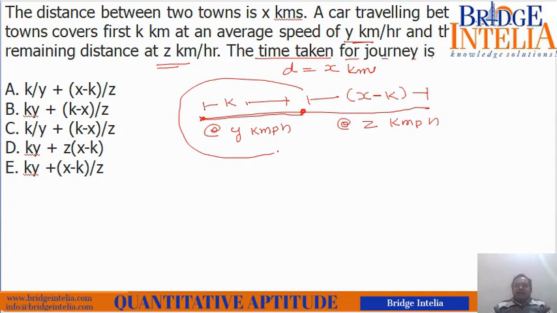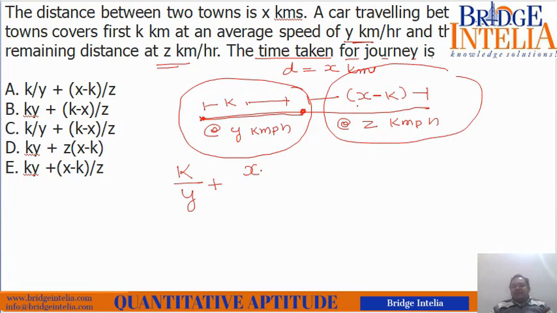What is the time taken to cover this patch? Distance by speed. So k by y. What is the time taken to cover this much? Distance is x minus k. Speed is z. So time taken is distance by speed. So this is the total time taken. First patch plus second patch. So which option? k by y plus (x minus k) upon z. So this is the correct answer.